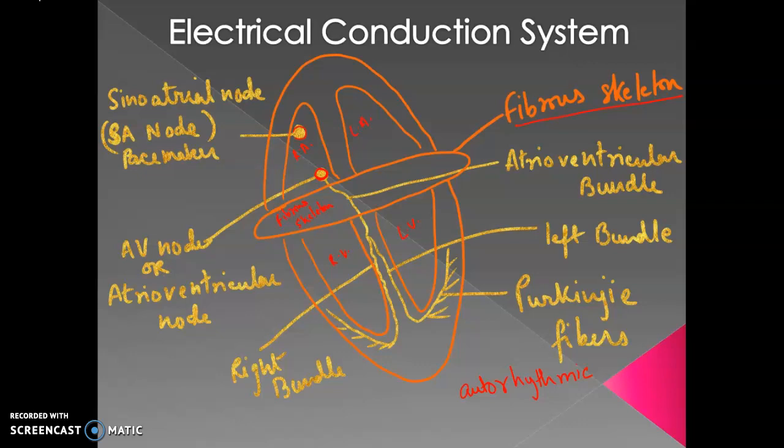The AV bundle comes down into the ventricle and separates into 2 branches. Do you see that? It separates into the right bundle and left bundle, all made up of specialized cells. And then ultimately they terminate into fiber-like structures called Purkinje fibers.